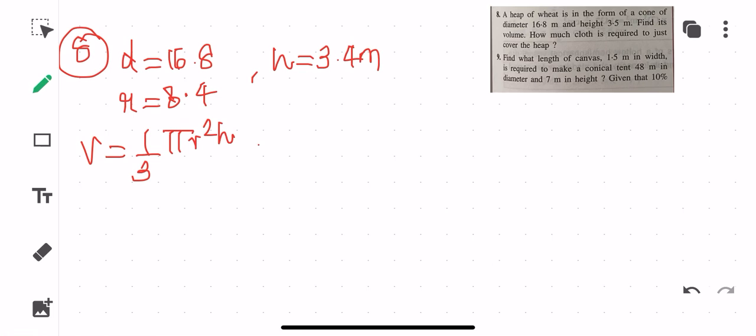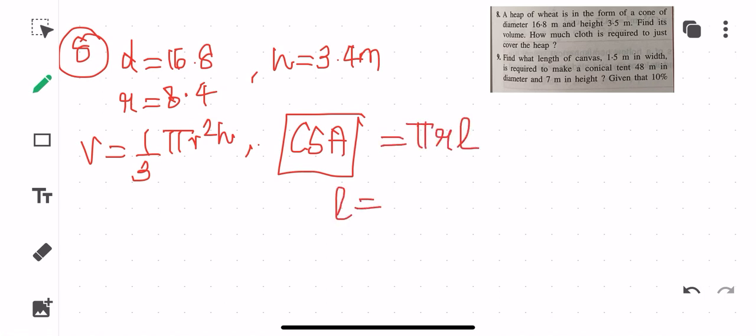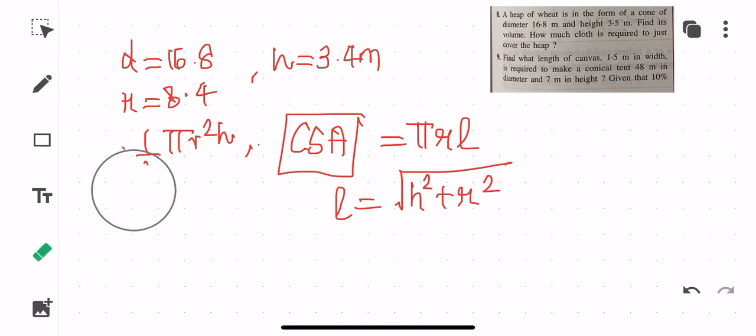And then how are you going to calculate the cloth that is required? For calculating the cloth children, it is understood that you have to calculate the curved surface area. So for calculating curved surface area, you will be using the formula pi r L. So L you will be calculating using this formula, square root of h square plus r square. Okay, so here you will be using this particular formula, and then you can easily get the answer. Alright, so this question is going to be easy one, and then we'll be moving on to question number 9.